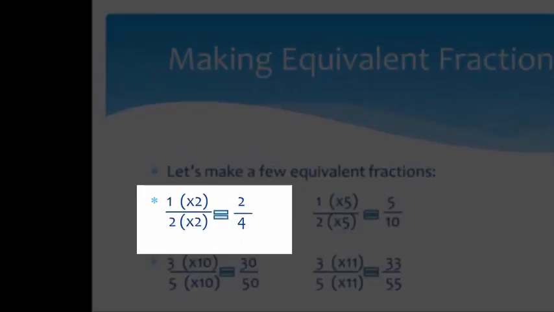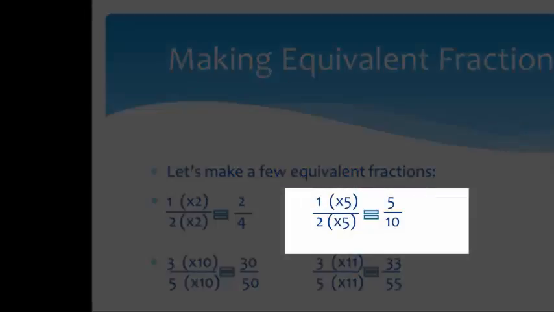Here I have 1/2 and 2/4. 1/2 and 2/4 are equivalent fractions. And we're going to use a multiplier of 2. And again, when you use a multiplier, it has to be the same number on the top as the numerator and on the bottom as the denominator. So if I take 1/2 and multiply it by 2/2, then I get 2/4. So we just made a new fraction, but it has the same value as 1/2.